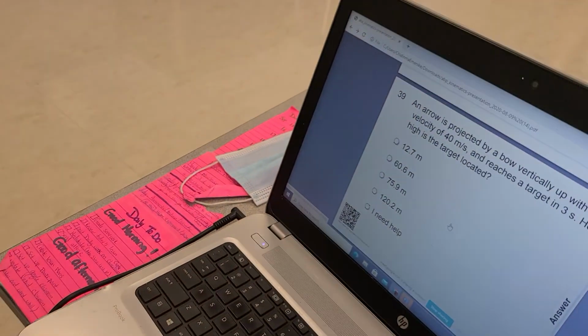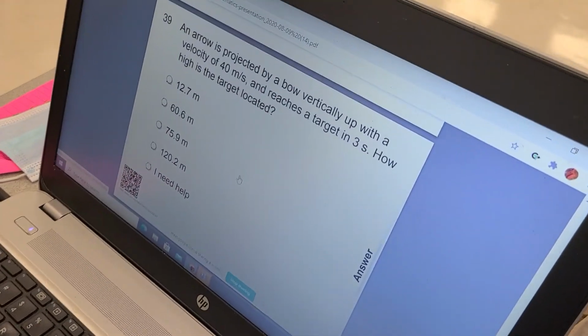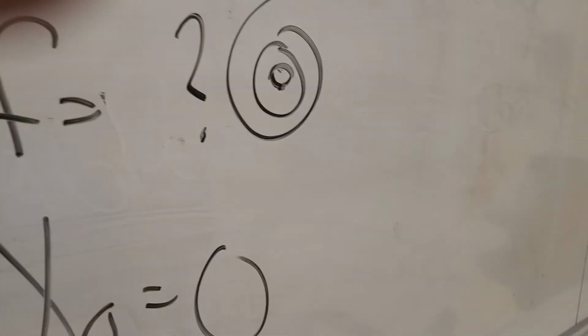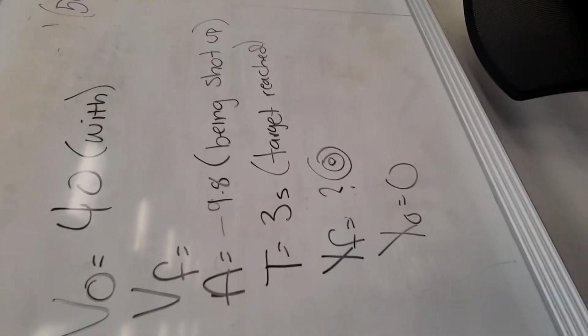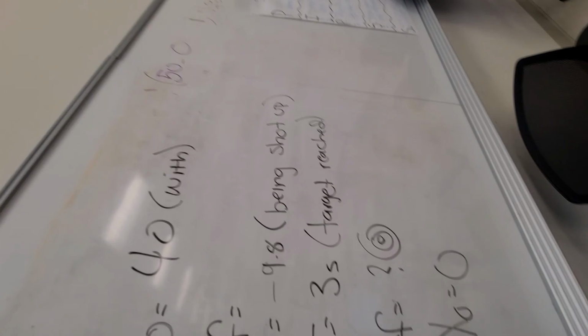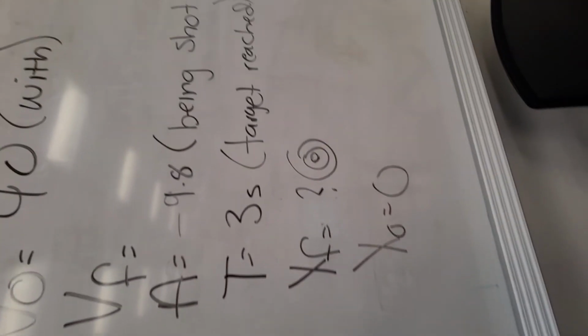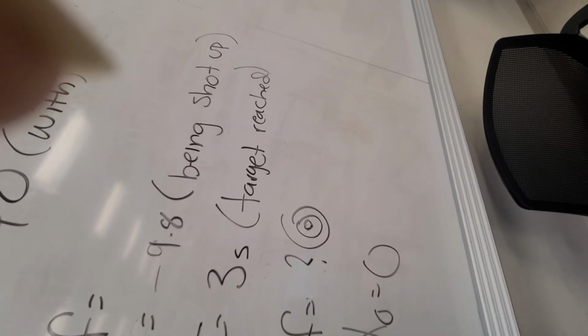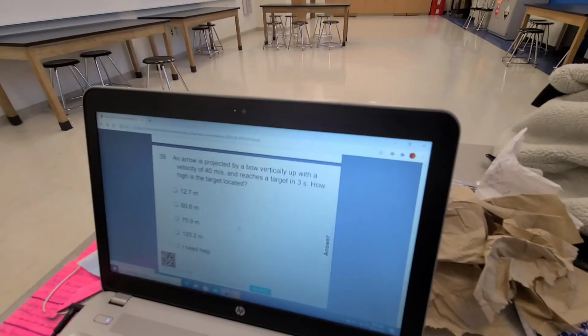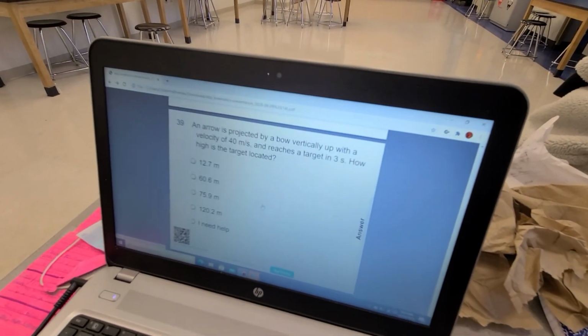Okay. Do I know my starting position? Why are we saying our starting position is 0? Because I think that it came from the ground. Yes. Well, it came from a bow. It's projected by a bow, so that bow is the starting position. The ending position is going to have to be that target. Right?